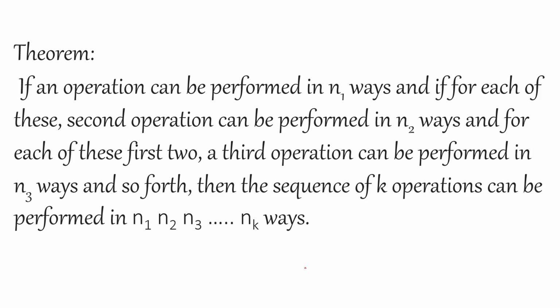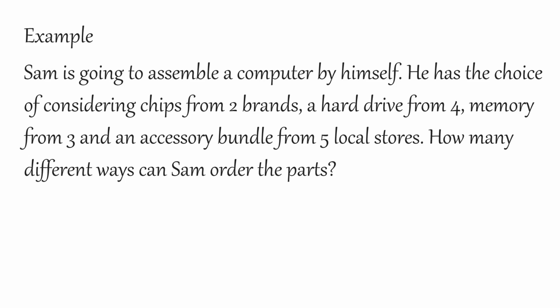Right? This is an extension of the previous formula. If an operation can be performed in n1 ways, and for each of the first one a second operation can be performed in n2 ways and so on, then the number of ways a sequence of k operations can be performed is n1 into n2 into etcetera up to nk ways. Right?